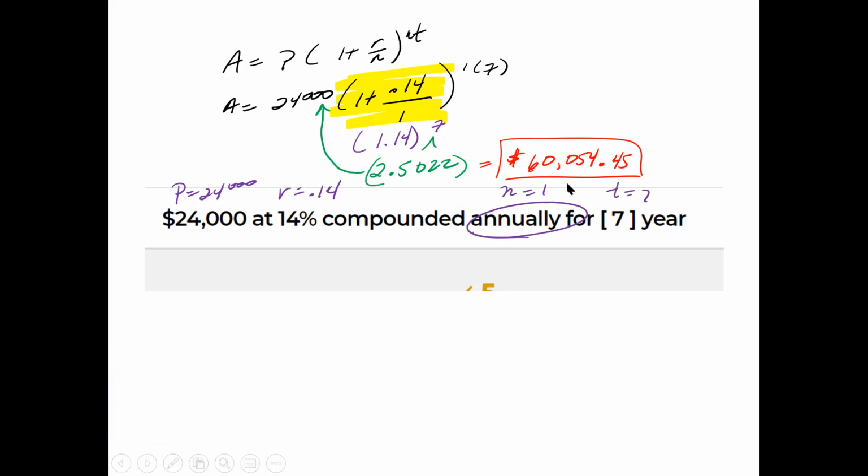Now, on the other hand, if you borrow $24,000, in 7 years you're going to have to owe the bank $60,000 to replace the $24,000 that they allowed you to borrow. So that's not a very good deal.